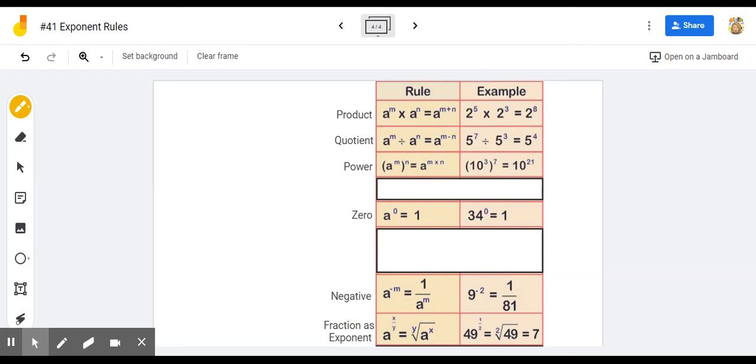So what we're going to do is we're going to play a game to kind of get used to using these rules. So let's play a game.